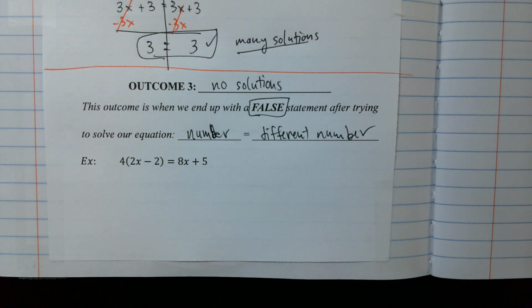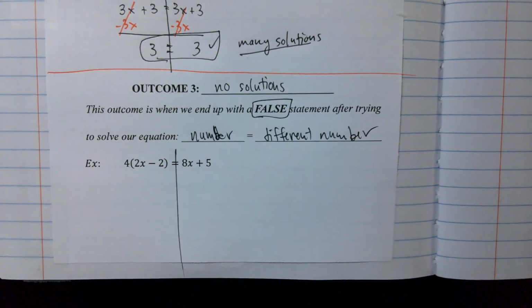Take a look at this red equation right here. Is 3 equal to negative 4? No. That is a false statement. Number equals different number. Is 2 equal to 0? Are 2 and 0 the same thing? No. So if we go through our solving process and we end up with something like 2 equals 0, there are no solutions to this equation. That means there's not a single number we could plug in for x and get a true statement out of it. So let's see if we can tell when we have a situation like that.